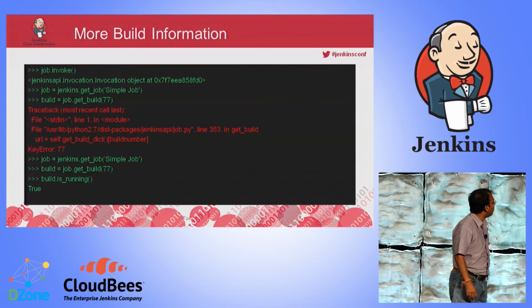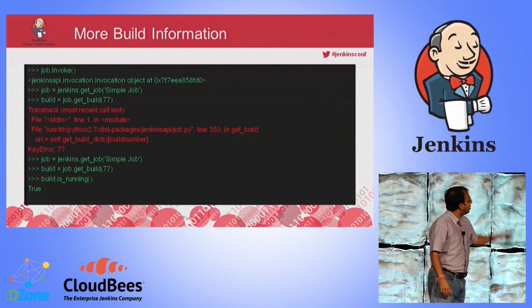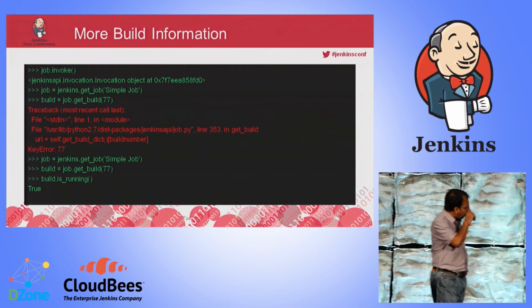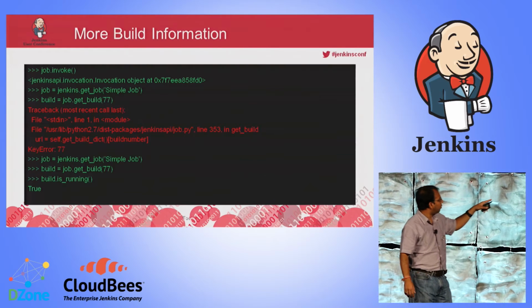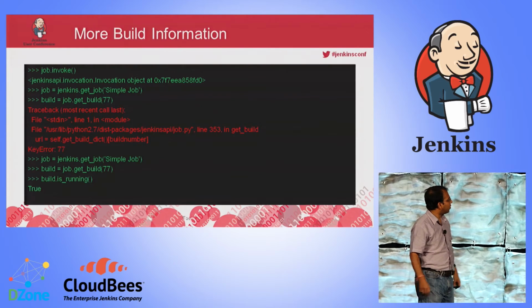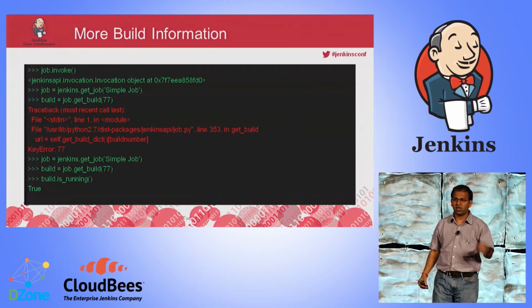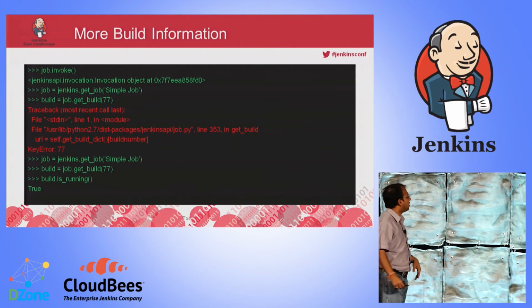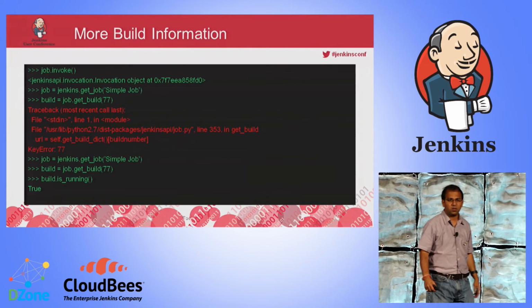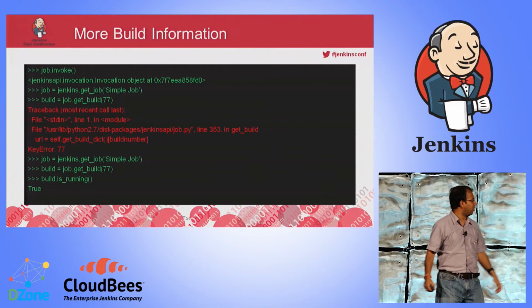I think I have a fail somewhere. I can't remember. This is interesting, so this is what I wanted to show as well. The error out there is on purpose. This is a stack trace I got. What happened is I invoked a job, and then I tried to fetch the build. I knew that it was 77 by looking at the Jenkins console, and immediately I got a stack trace.